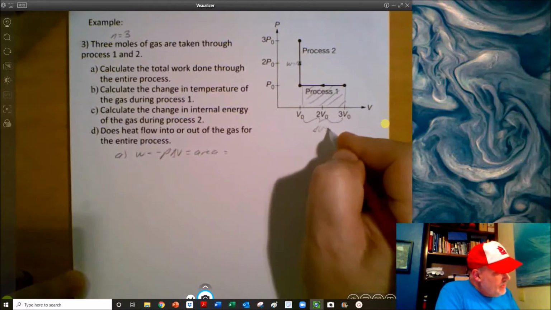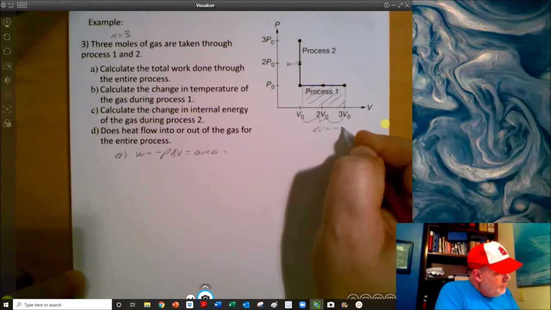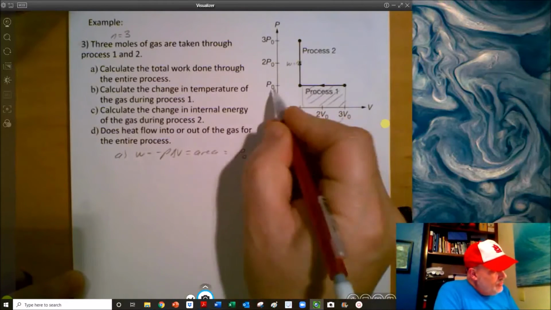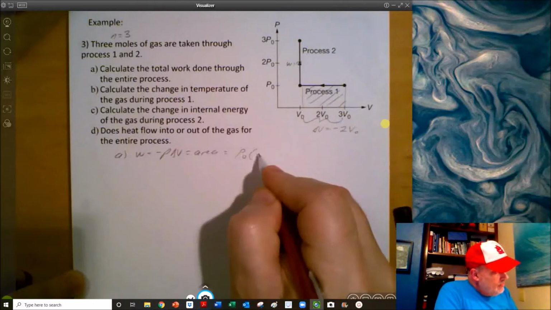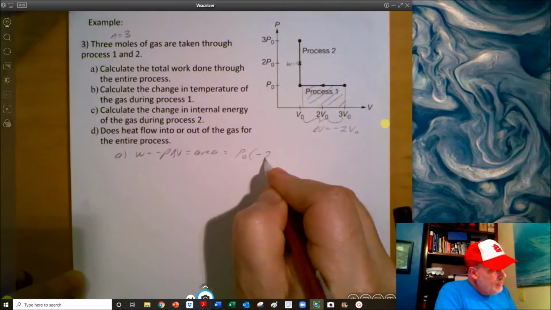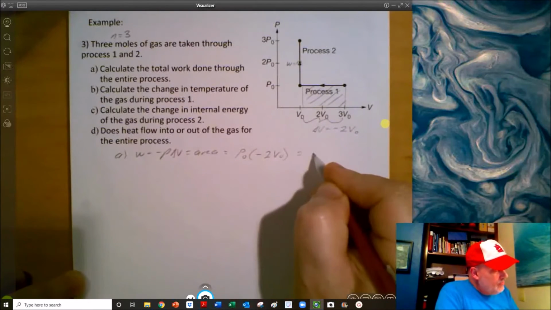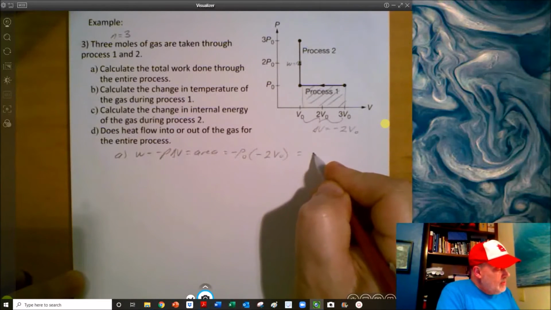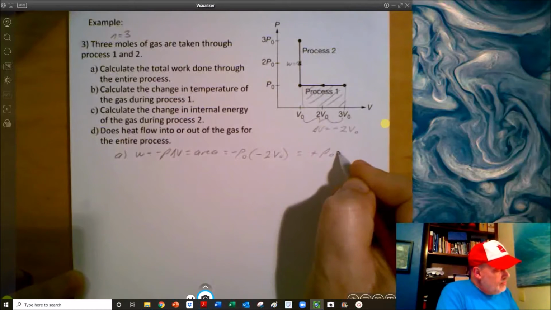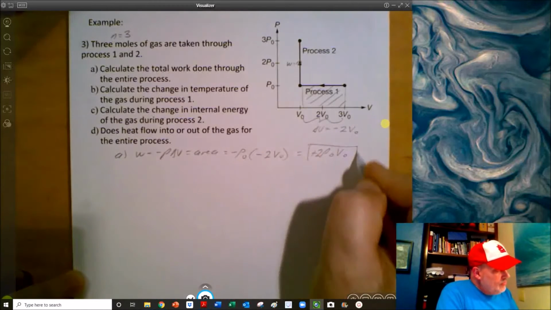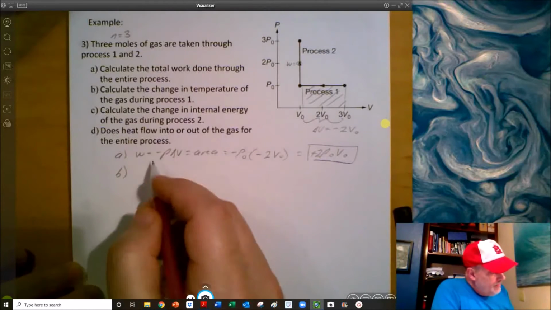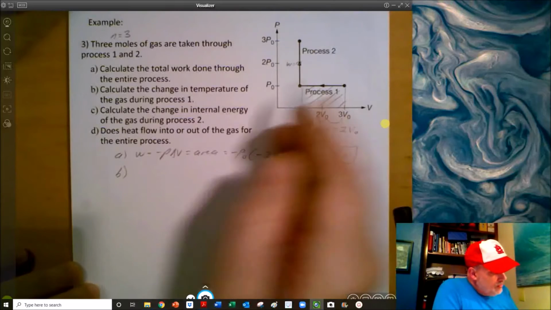This is delta V of negative 2 V naught. So we have a pressure of P naught and right here a change in volume of negative 2 V naught for a grand total of, oops, there's a negative out front, almost messed up again, positive P naught V naught times 2. Part B, calculate the change in temperature of the gas in process 1 only. So that's from here to here.